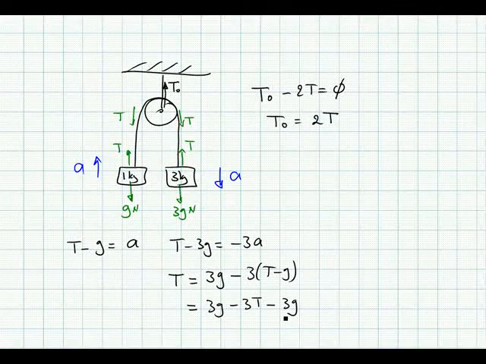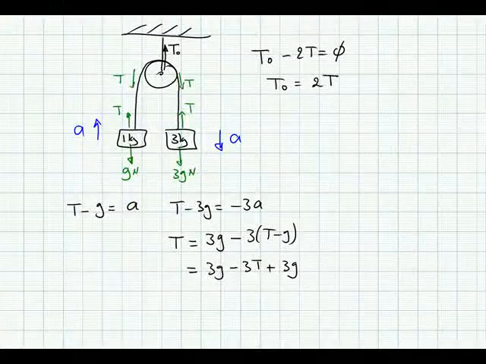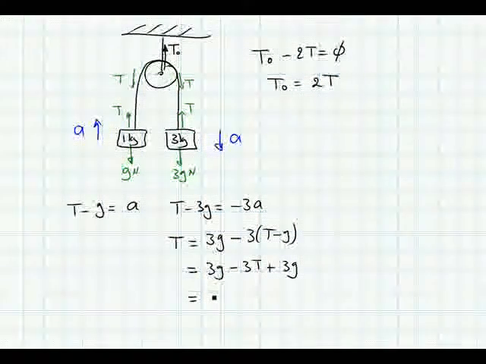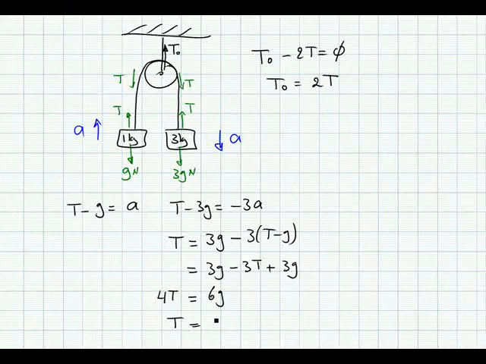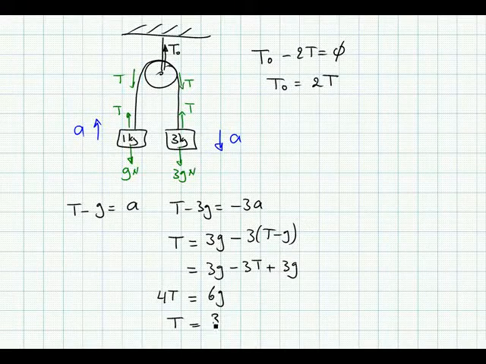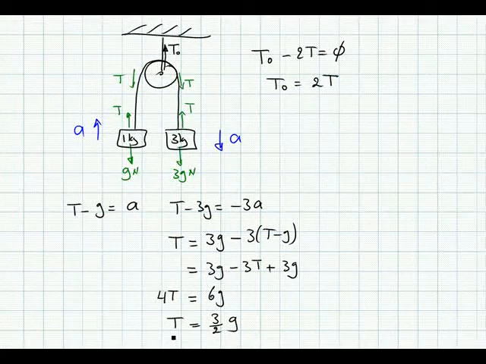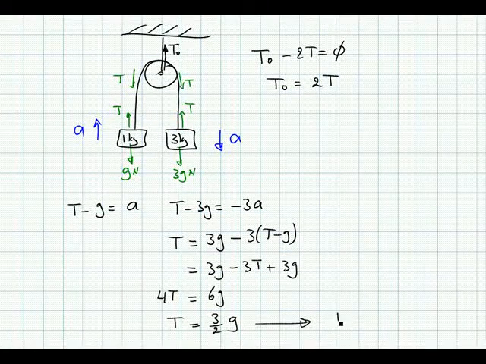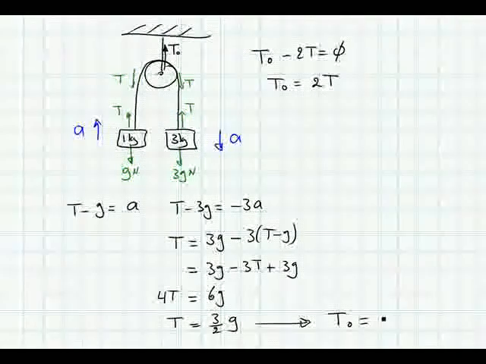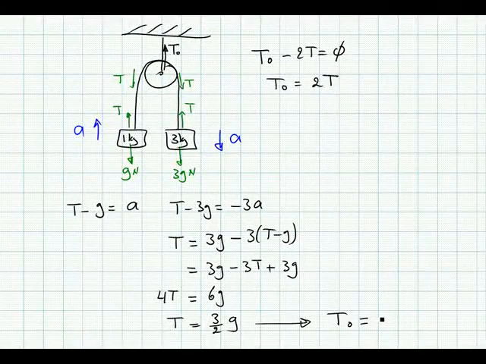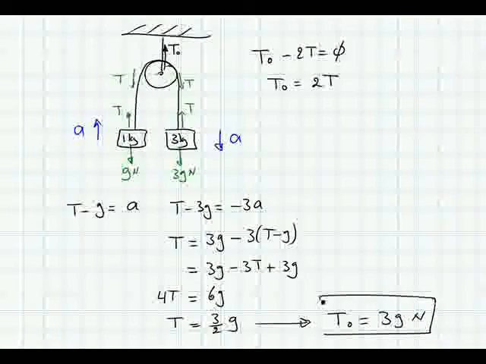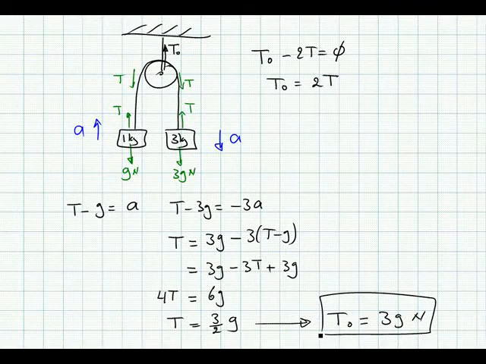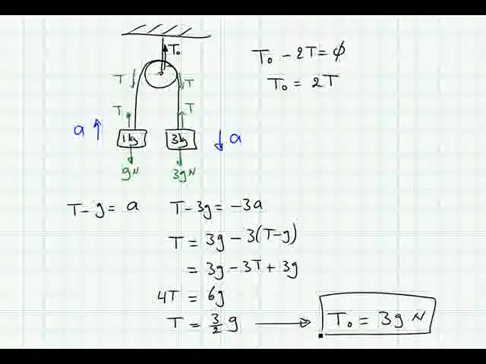which is equal to 3G minus 3T plus 3G, I'm sorry, which is equal to 6G, and this becomes 4T. So 4T is equal to 6G, or tension is equal to 3 over 2 G. If tension is 3 over 2 G, that means T naught is equal to twice that. So 6 over 2, which is 3G newtons. So we have T naught is equal to 3G newtons.